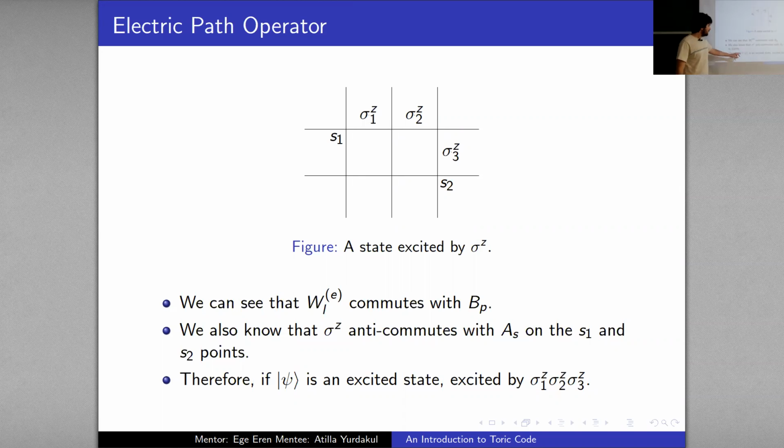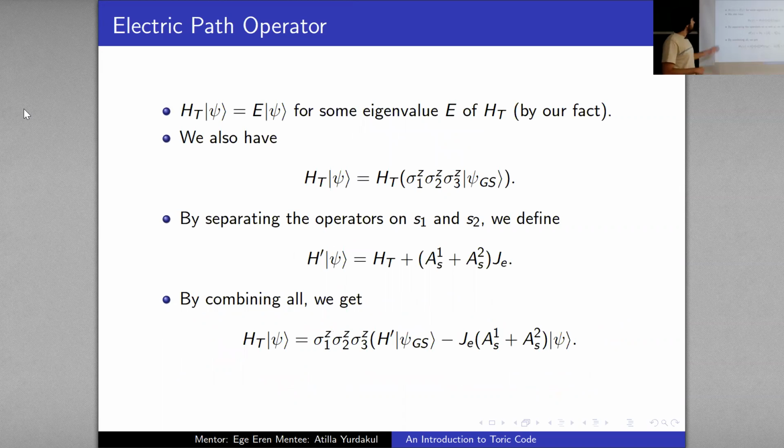Therefore, if psi is an excited state by sigma 1, sigma 2, and sigma 3, as shown here, then when we apply the Hamiltonian, so when we want to find the energy of the system, this equals E times psi, where E is an eigenvalue of H by our facts, by our postulate of quantum mechanics. But we also have the Hamiltonian equal to this when we write it explicitly, because we have excited the state into sigma 1, sigma 2, and sigma 3.